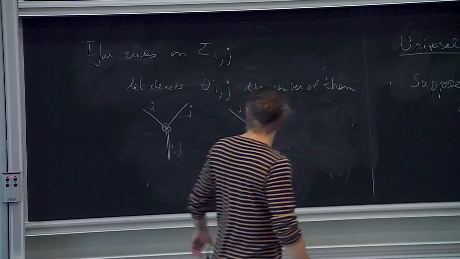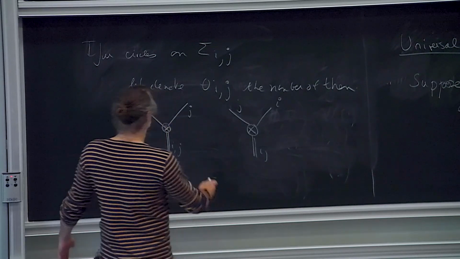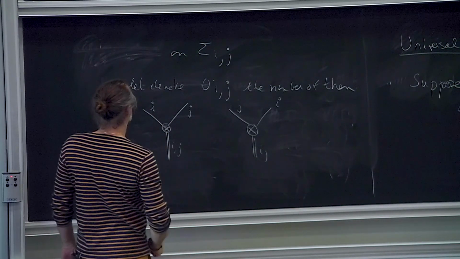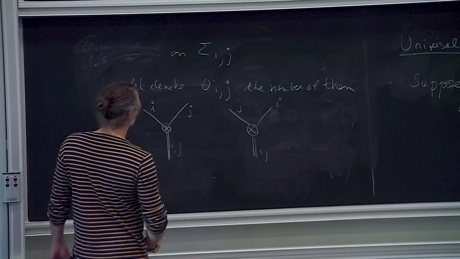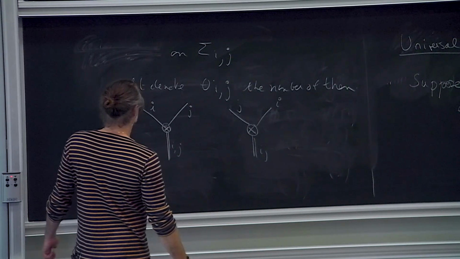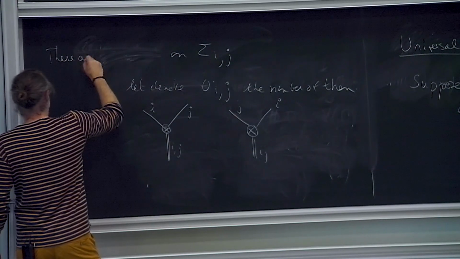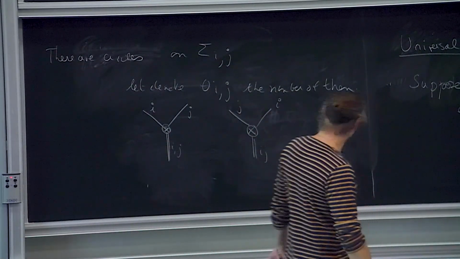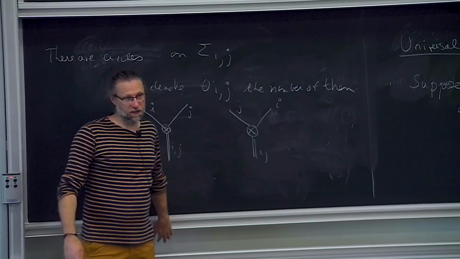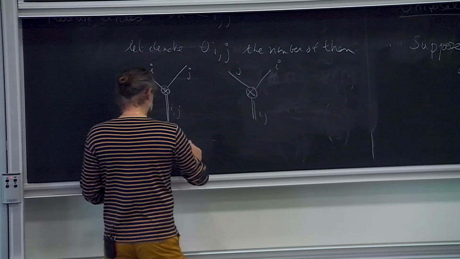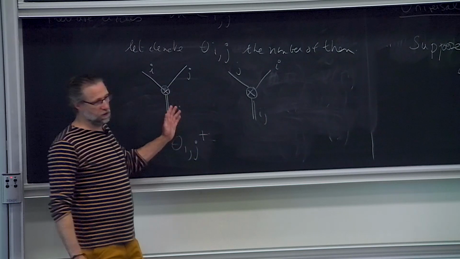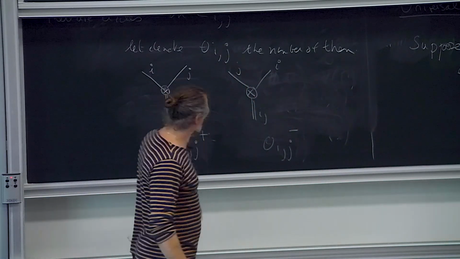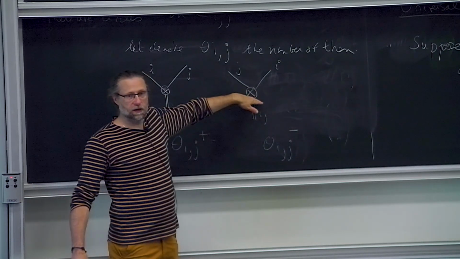What was I writing? I don't remember. Let's denote the number of them. There are circles on sigma ij, which are the trace of the binding. So you have these two situations that I can tell apart, and let's denote theta ij plus the number of circles which locally look like this, and theta ij minus the number of circles which locally look like that. So they are split into two pieces.